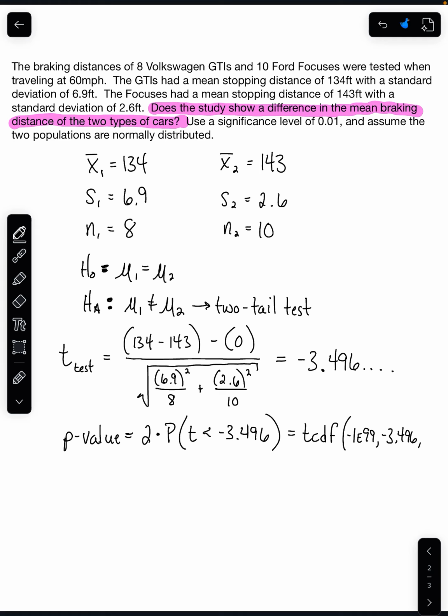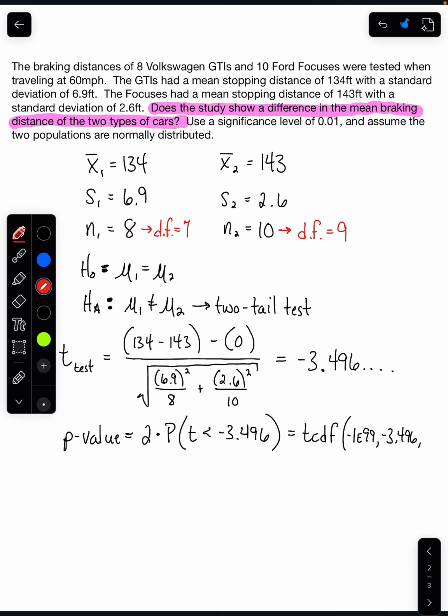And now we have to decide upon our degrees of freedom. Our degrees of freedom from the first sample would be 7. Our degrees of freedom based on the second sample would be 9. So we're going to use the smaller of these two, and that for us is 7.